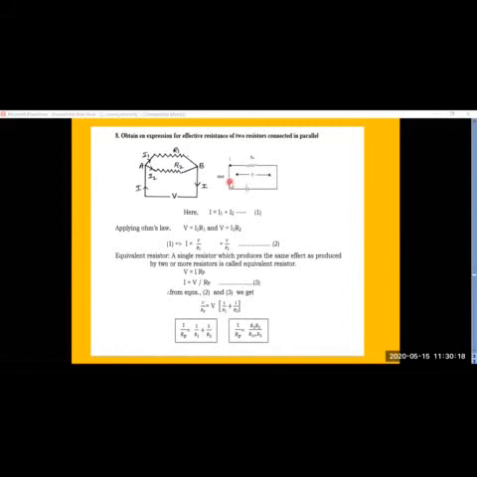Again, the total current will be I here, potential will be V. Here also your potential will be V. Now one current I is splitting up into two, that is I1 and I2. So what will be the total current? I should be equal to I1 plus I2. That is what you're writing here.